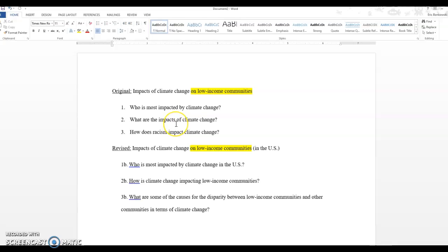And then the questions I came up with were, who is most impacted by climate change? What are the impacts of climate change? How does racism impact climate change? So let's say I found a source that talked about climate change and racism, and then I found another source that talked a little bit about climate change in general and what we're facing, because I was using the keywords climate change, but I wasn't necessarily focusing enough on my focus.